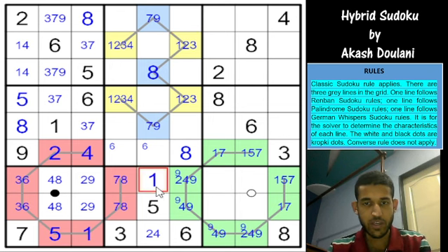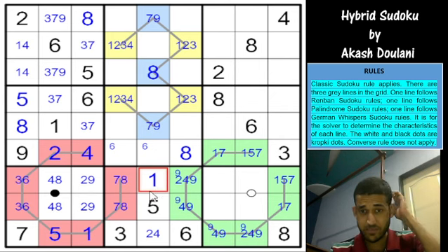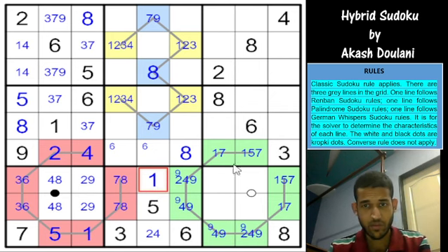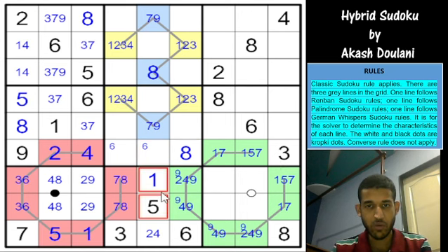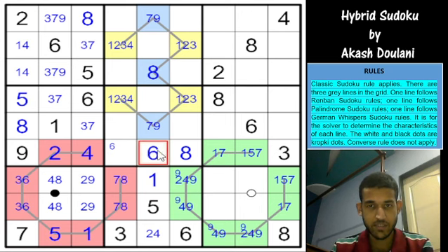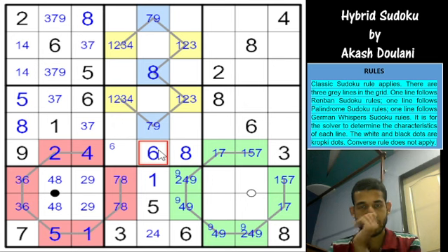So 1 must go here, only possible digit. So 3, 8, 2, 4, 9. So this is not 1 and 5. So that would be a 6 and 7. And 7 cannot be here. So that becomes a hidden single. That would have to be a 6.